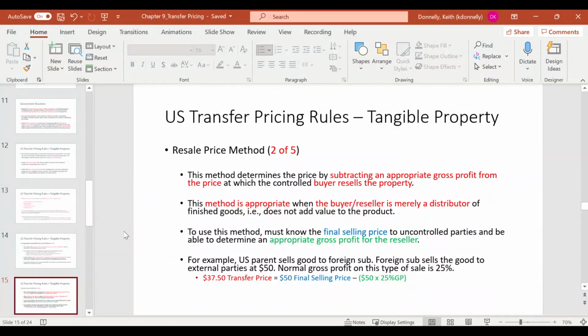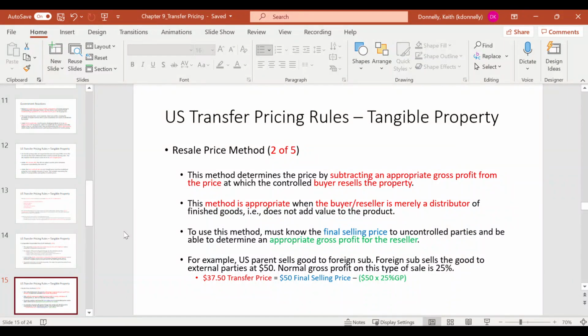To use this method, we have to be aware of the final selling price and assign an appropriate gross profit for the reseller. What that means is when B sells it, we need to know that price. Once we do know it, and we take into account an appropriate gross profit, we can back into the transfer price.